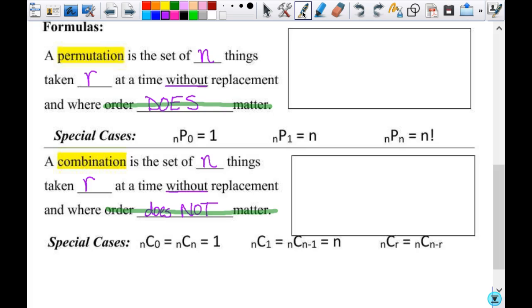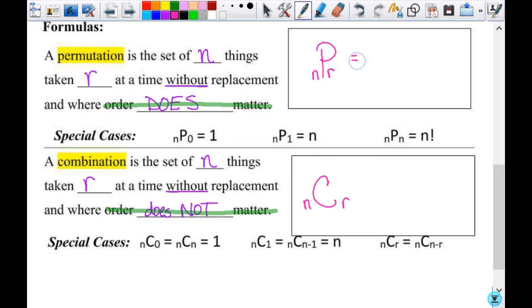Okay, so here's what the formulas look like. Permutation, there's a capital P. Combination, there's a capital C. The n and the r are little subscripts for the P and the C. So n goes on the left, r goes on the right for both of them. So this is a permutation of n things taken r at a time. This is a combination of n things taken r at a time. So that's the notation of what's happening.